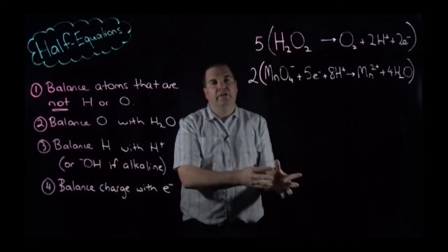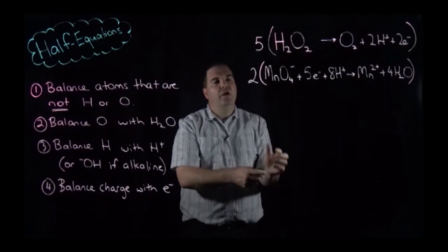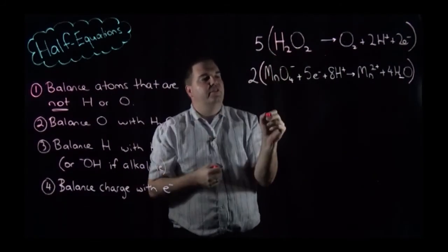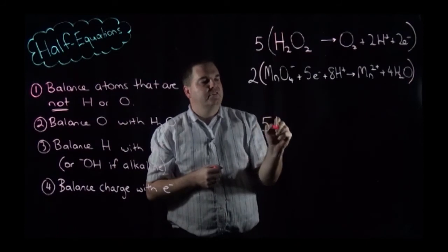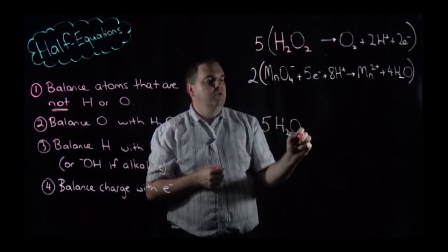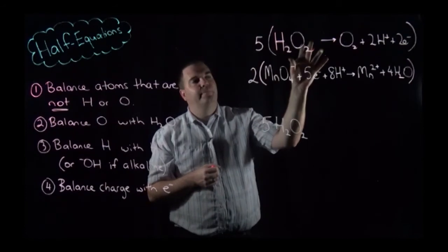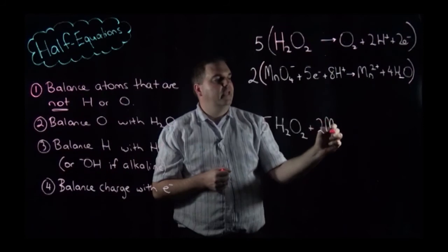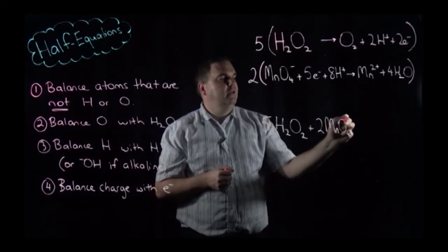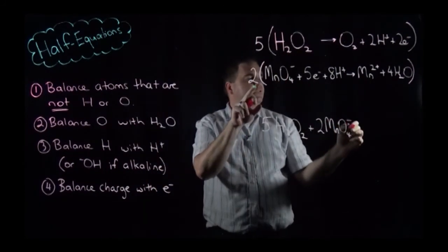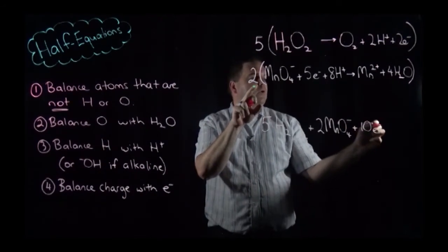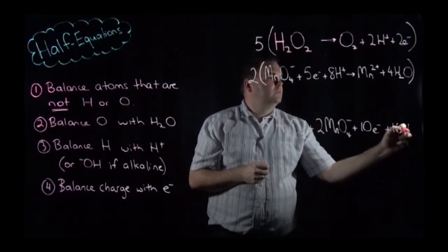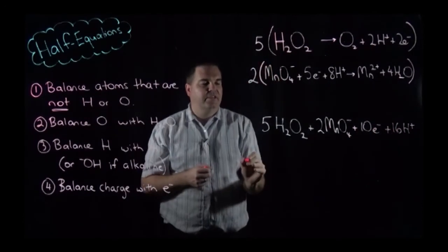Now, because I've got a smaller space here to work with, I'm going to do everything on the left-hand side up the top. So taking into account the number out the front, we've got 5 lots of hydrogen peroxide. We've got nothing else to the left of the arrow there. So then I come down to this one. We've got 2 lots of permanganate, right, 2 chemicals. We've got 10 electrons, and we've got 16 H+. Okay, so that's everything on the left-hand side.